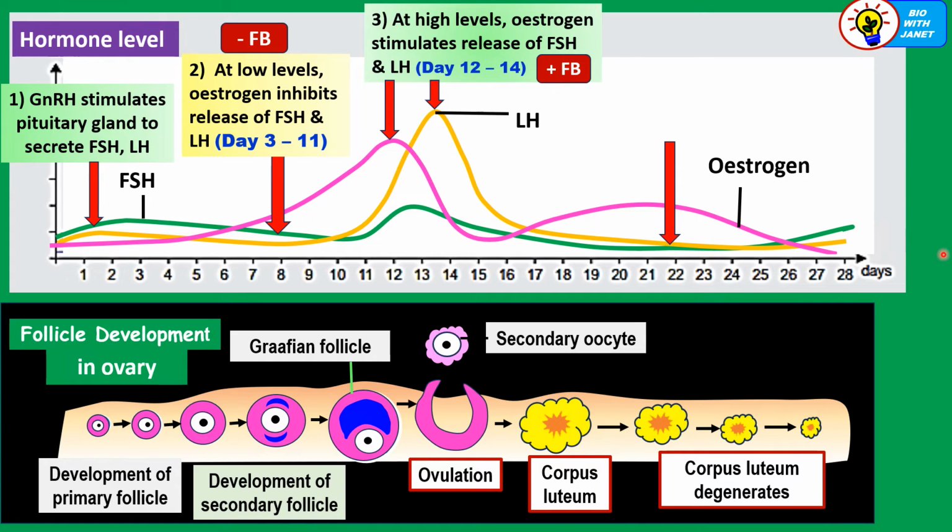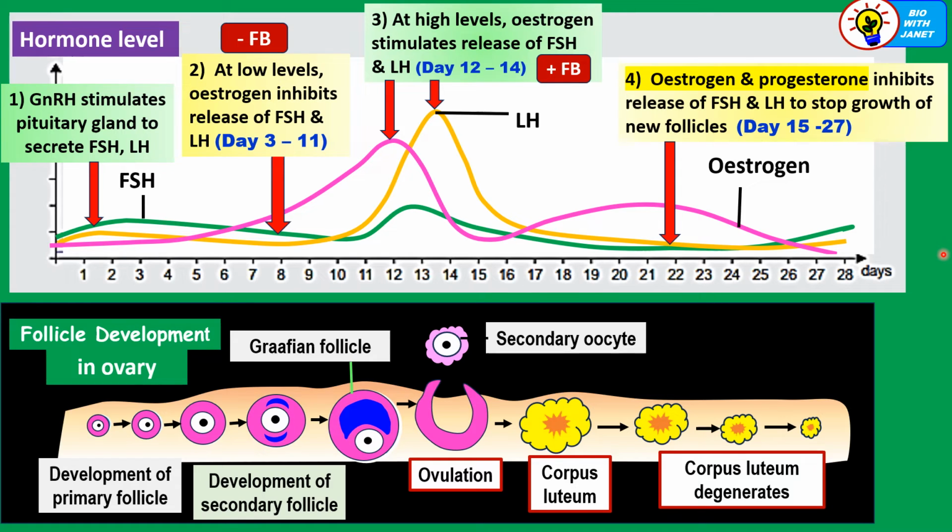But then we see that the levels of FSH and LH decrease again from day 15 to day 27. What has occurred here? Now, the corpus luteum has been formed after day 14, and it will secrete estrogen and progesterone. So here we see that the level of estrogen starts to increase again. And the level of progesterone, which is not shown here, also increases, even higher than estrogen.